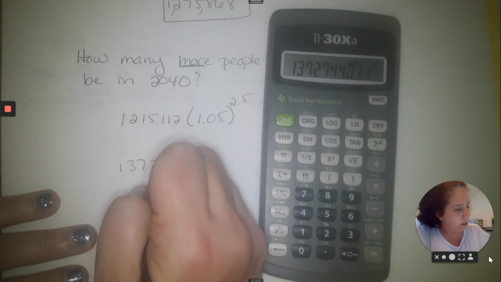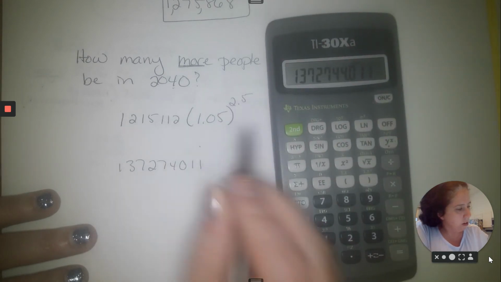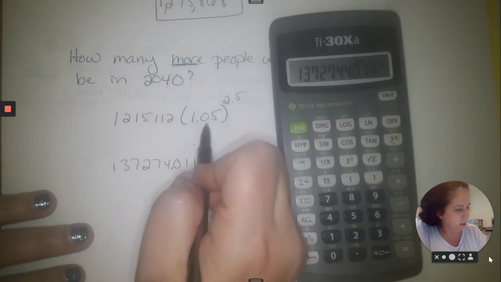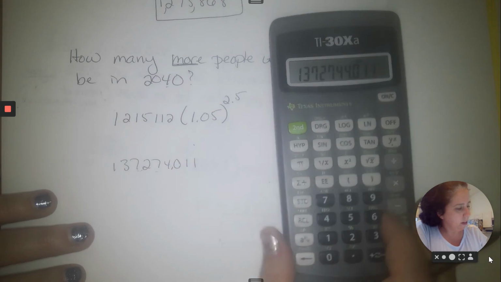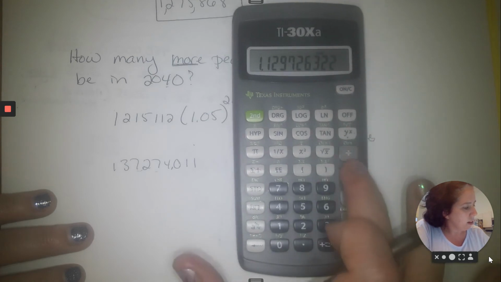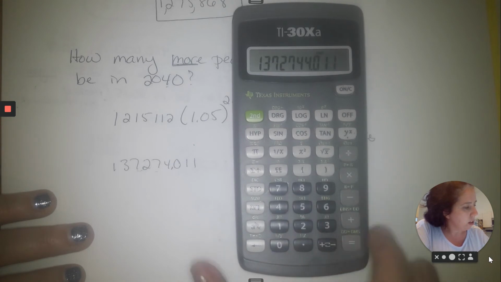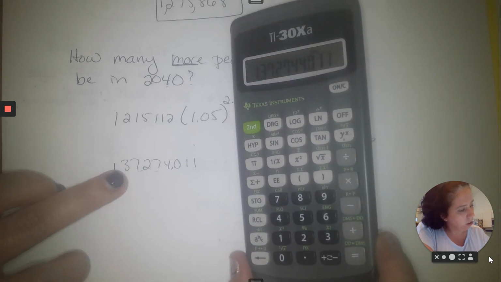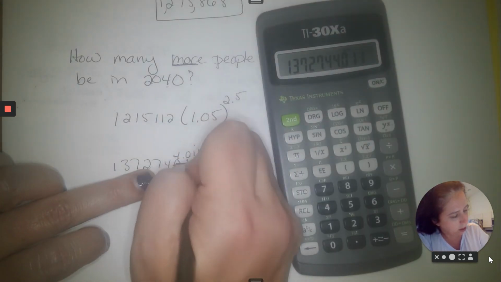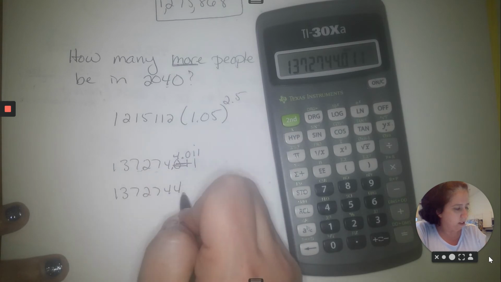So I get this big long number, right? 13,72740, 11. The decimal's after the 4. That doesn't seem right, because that's less people. So 1.05 raised to the 2.5 power times 1215112. 13727. Oh, I forgot a 4. That's better. So 1372744. That's a little better.